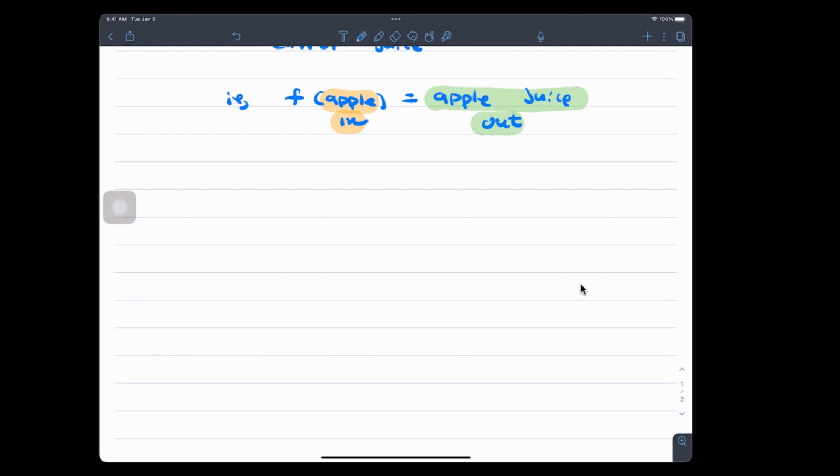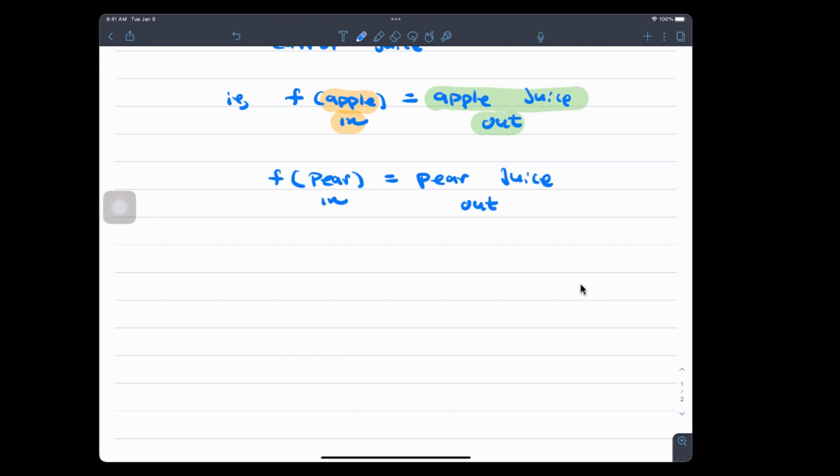And another example is if you said, okay, what if we put the pear? Well, if we drop the pear in, we'll get pear juice. So if my input is a pear, the output is pear juice. All right, all those kind of things.